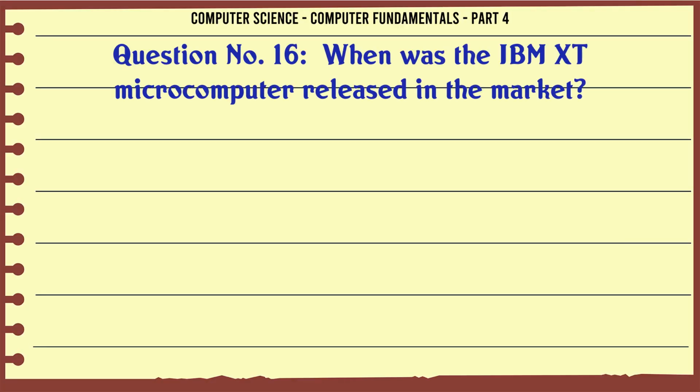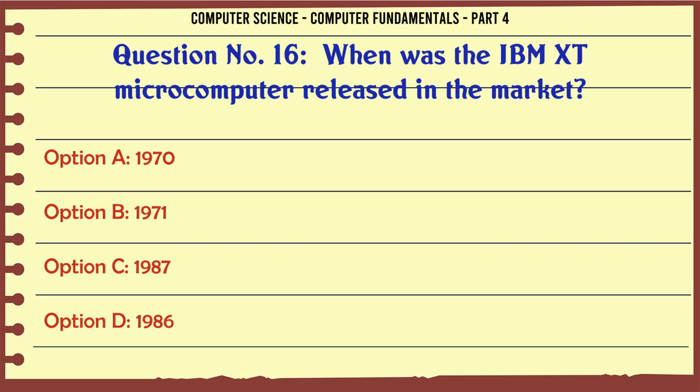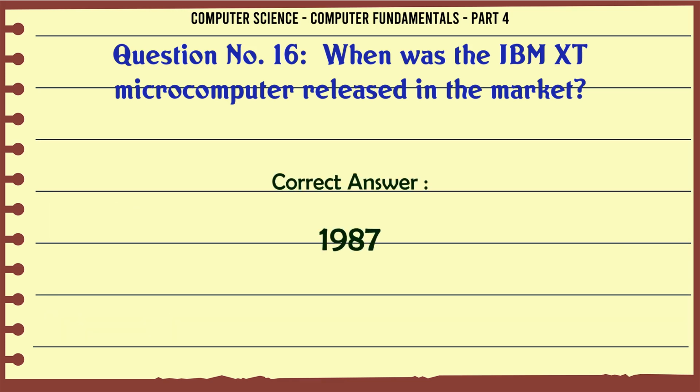When was the IBM XT microcomputer released in the market? A. 1970, B. 1971, C. 1987, D. 1986. The correct answer is 1987.